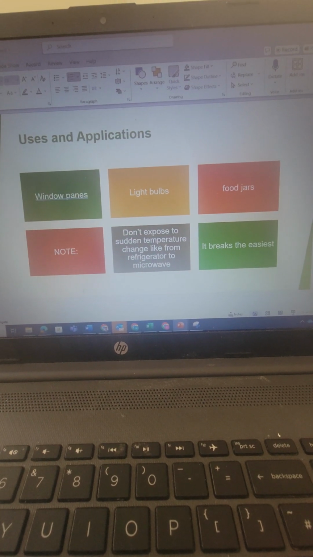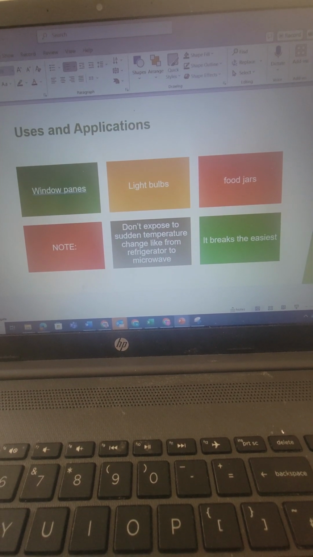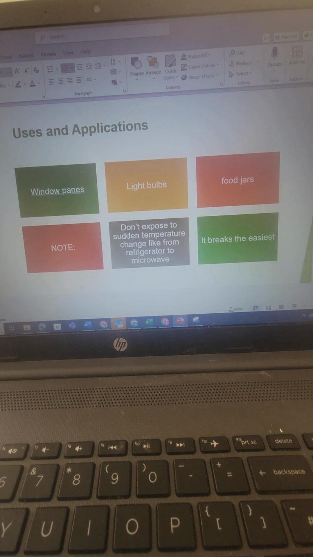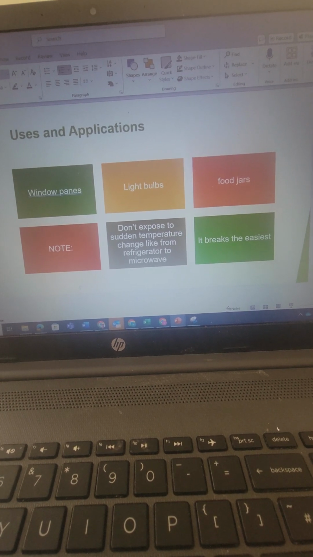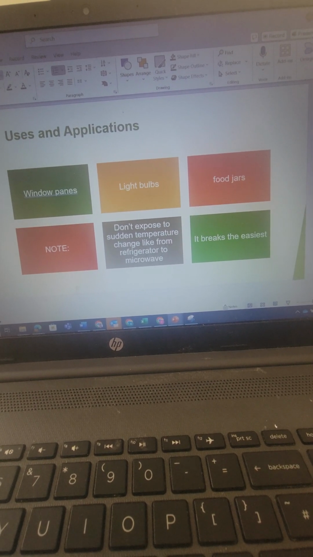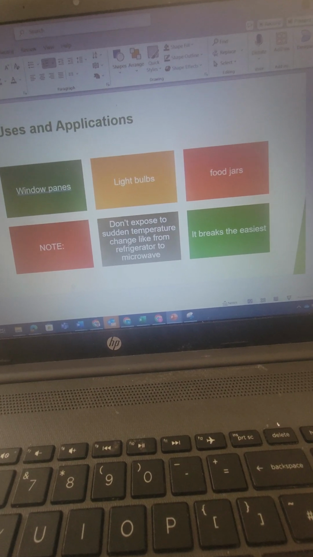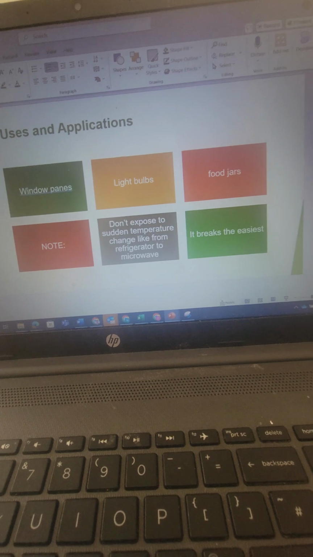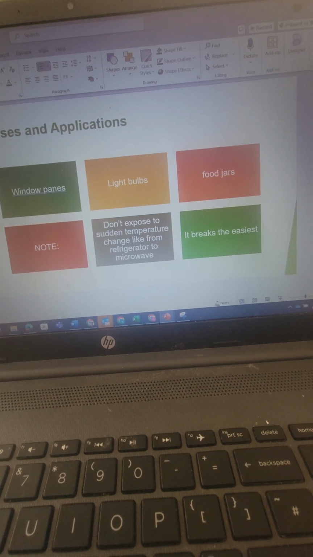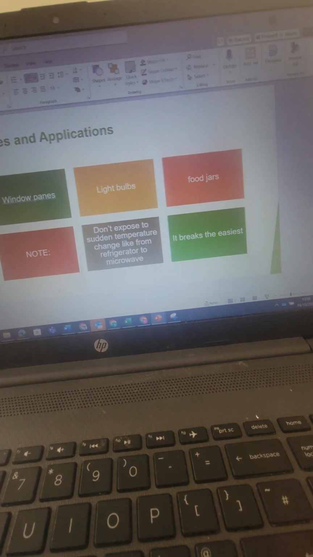So, uses and applications of soda lime silica glass, as we have mentioned: used in window panes. You see them in the light bulbs, food jars, and many others you may want to find out. Other comments there, we have made them before.